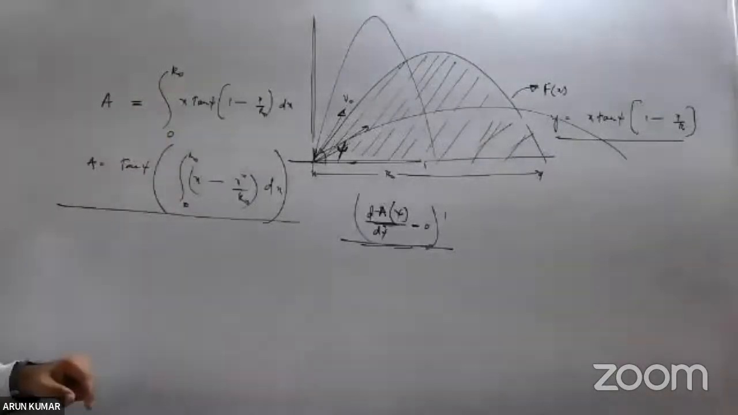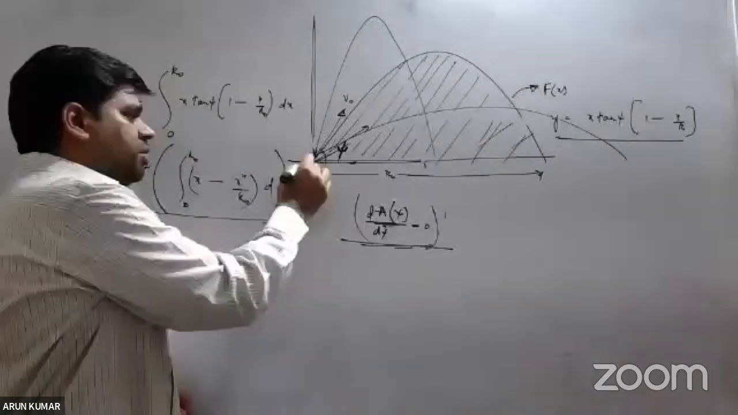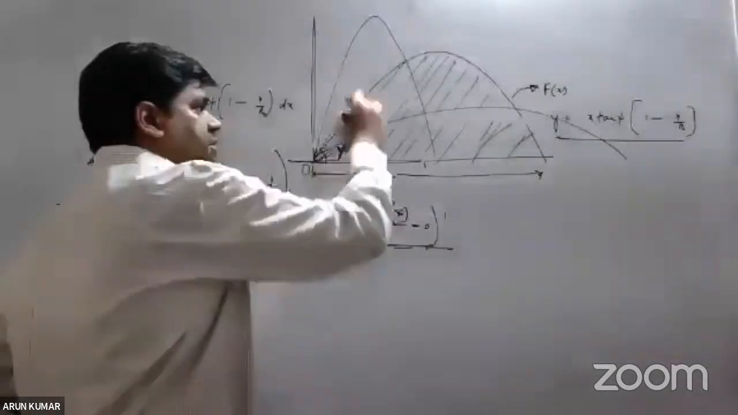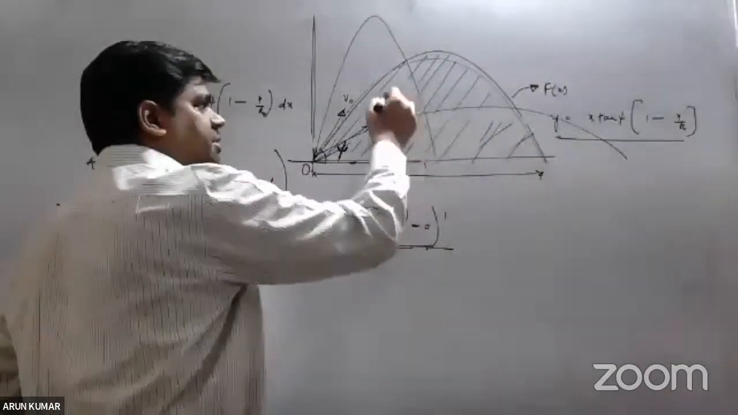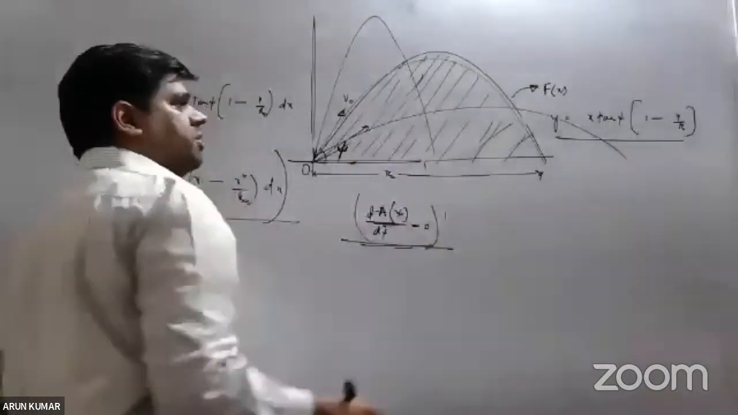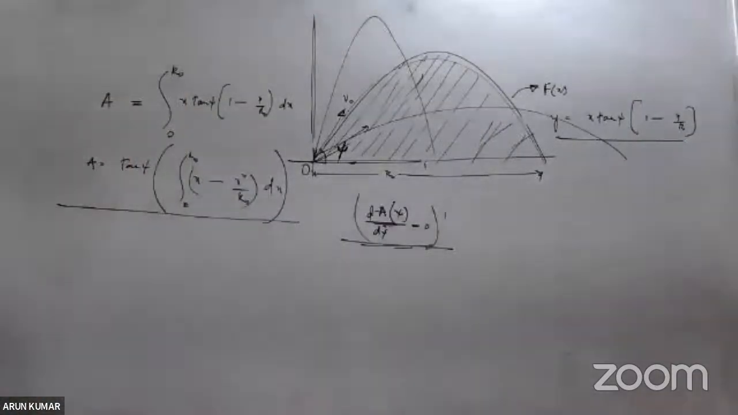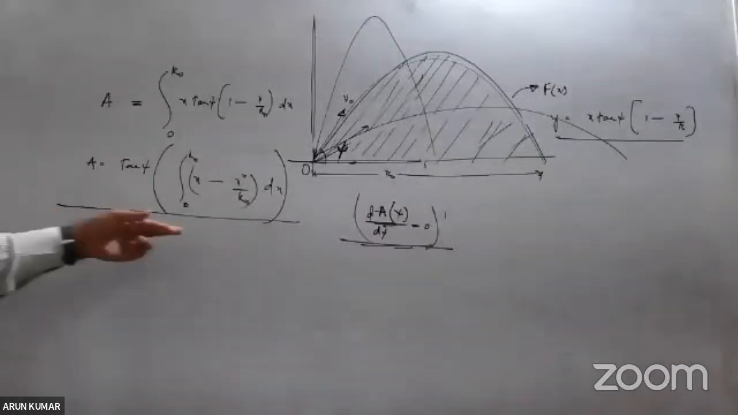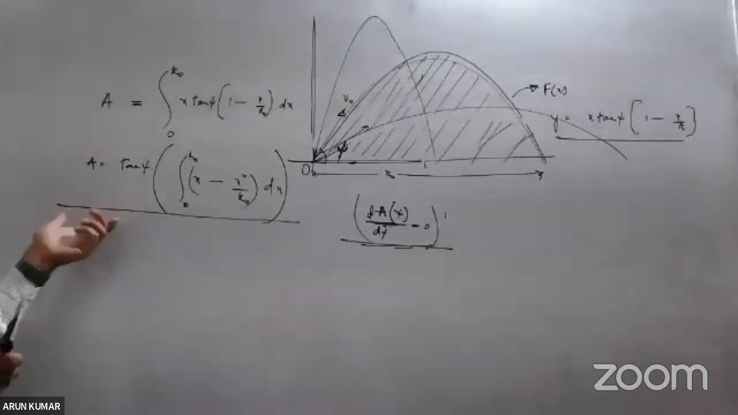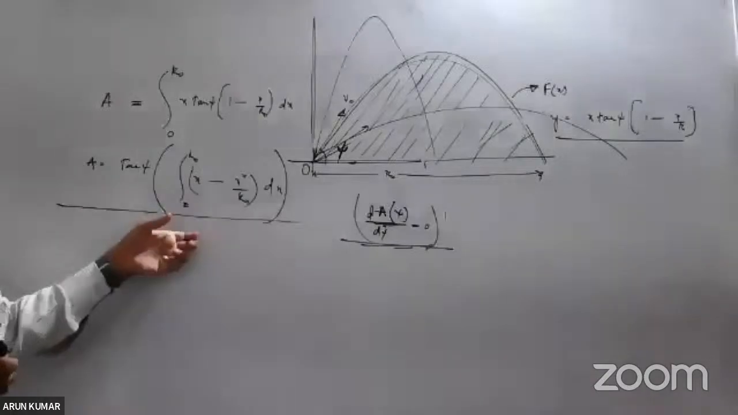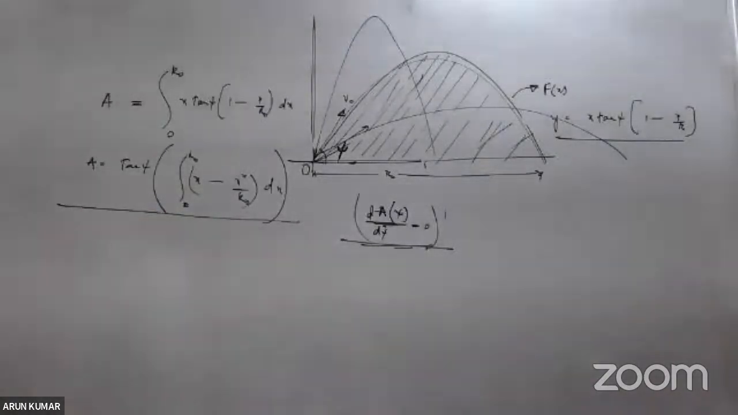All right, this is my origin. From 0 to r, if I integrate this f of x, the definite integral is nothing but the area under f of x from 0 to r. So integrate this and tell me what A is as a function of psi. Integrate this and tell me. What is the integral of x dx?